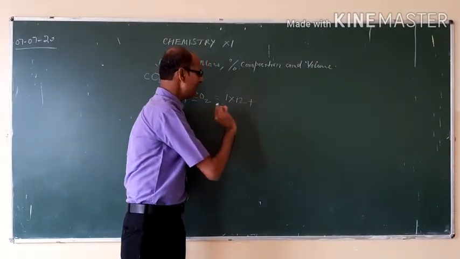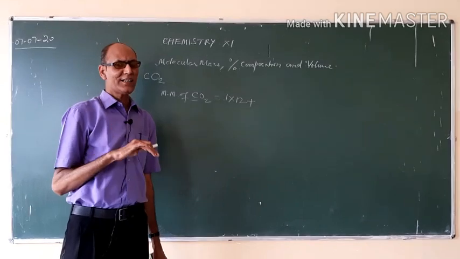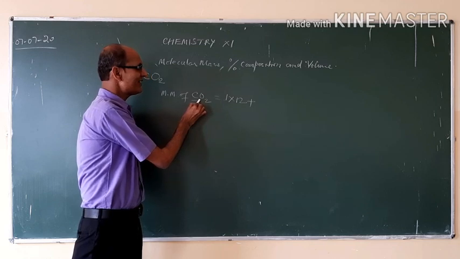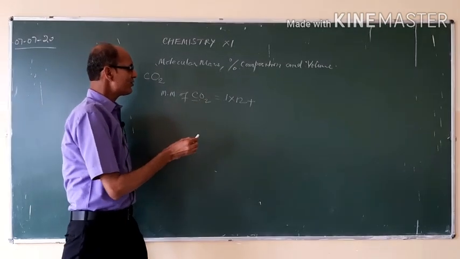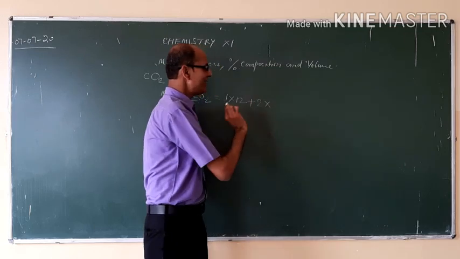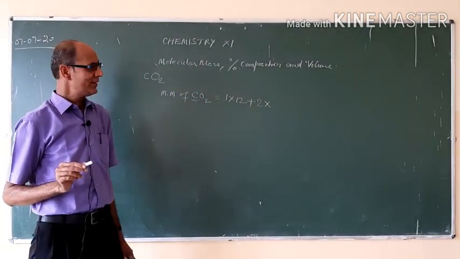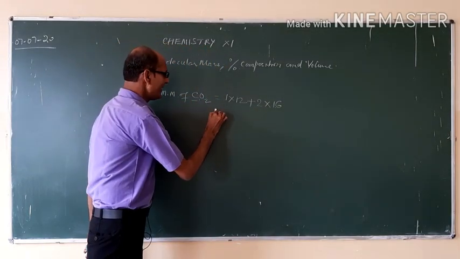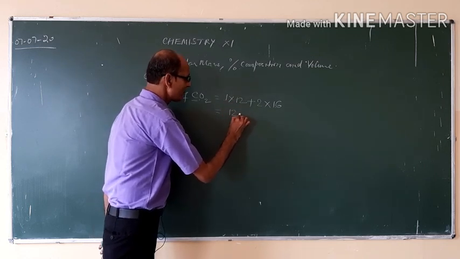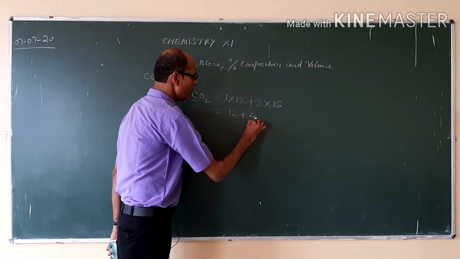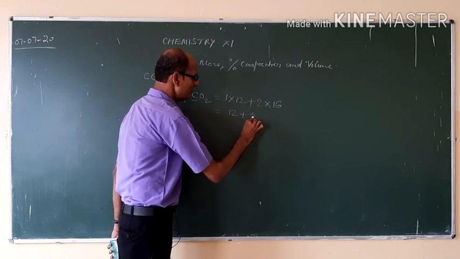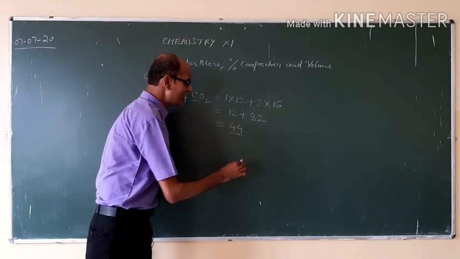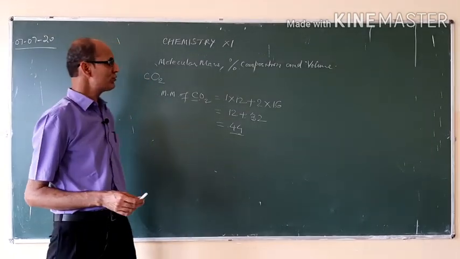Then plus, because we are going to add another atom's atomic mass. This is oxygen. How many oxygens are there? 2 oxygens are there. So 2, and the atomic mass of oxygen is 16. So 2 into 16 is 32. In this way, this will be 12 plus 32, so it will be 44. This is the molecular mass of CO2.